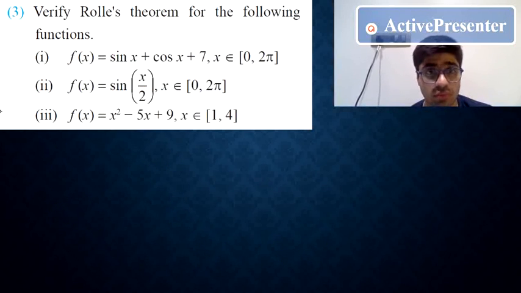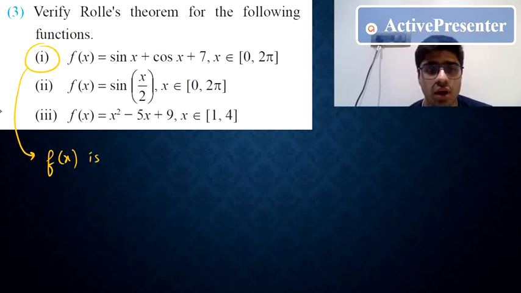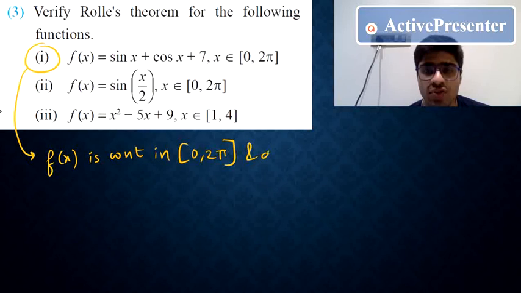With that we go ahead with the third question. Now here you need to verify the Rolle's theorem. So verify means you don't have to only check whether the Rolle's theorem is applicable or not. If it is applicable, then you find that point where the derivative is going to be 0, and you show that the point where you got the derivative as 0 lies in the given interval. So for the first function, these are functions of sine and cos. That is enough to tell you that f of x is going to be continuous in 0 to 2 pi and also differentiable in 0 to 2 pi. So the first and second conditions of Rolle's theorem are satisfied.